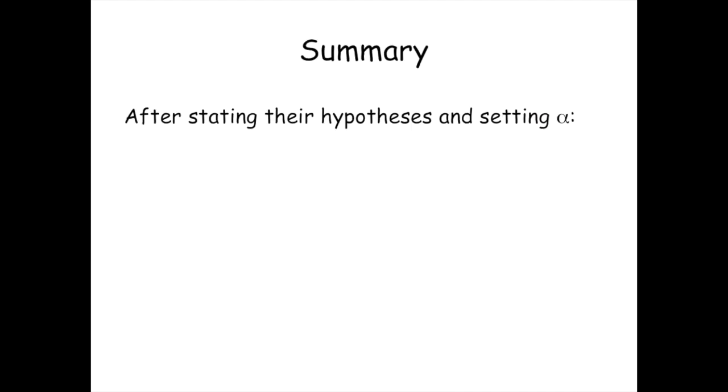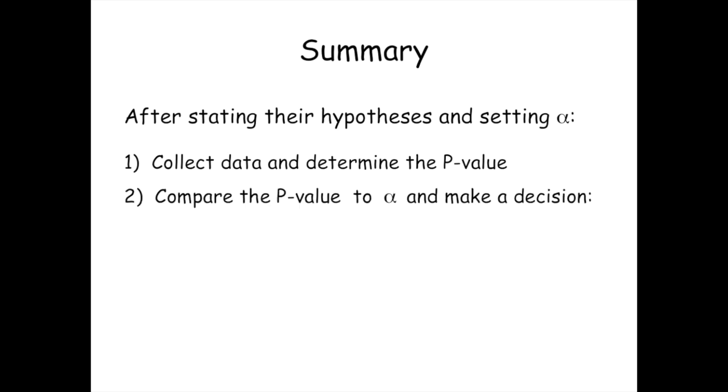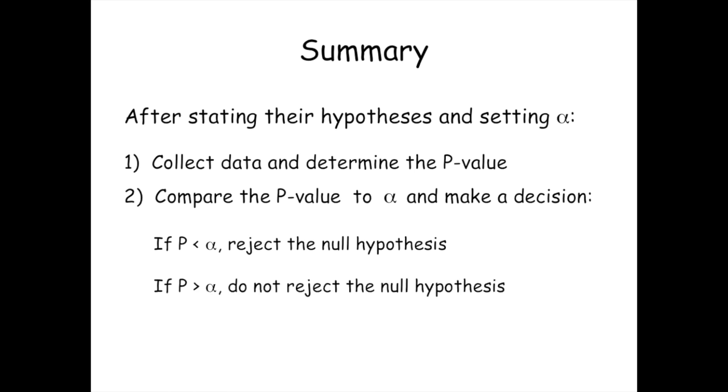To summarize, the researchers formulate their hypotheses and set the significance level. Then they collect data and run a statistical analysis. The p-value is determined directly from the test result. The researchers then compare the p-value to their predetermined significance level and make a decision. If the p-value is smaller than the significance level, they reject the null hypothesis and conclude that there is a significant difference or effect. If the p-value is greater than alpha, they do not reject the null hypothesis and conclude that there is no significant difference or effect.